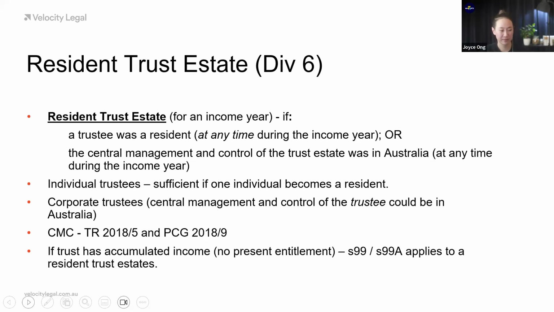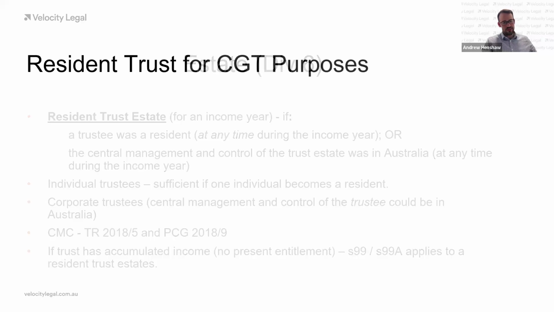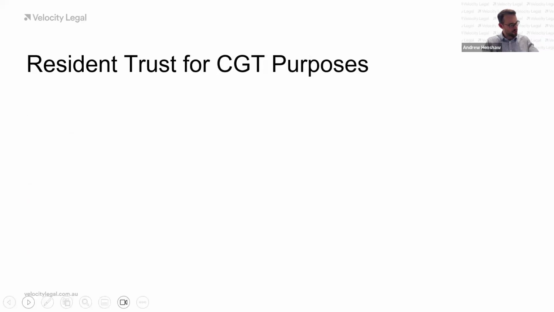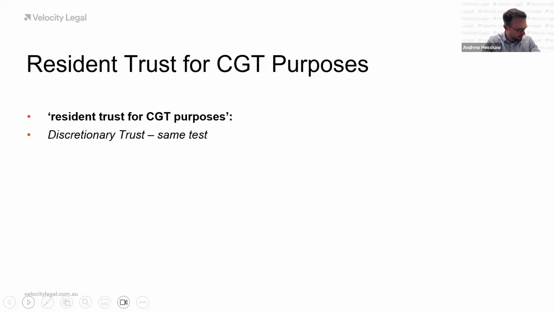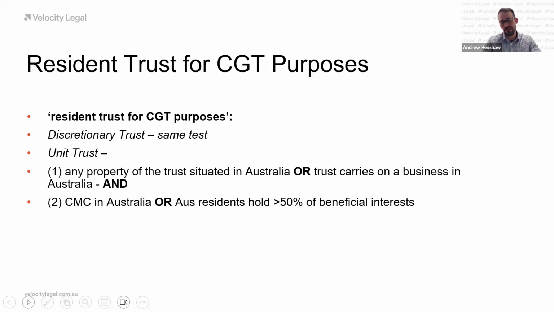Okay, yep. So we then have another definition for CGT purposes. For a discretionary trust, it's the exact same definition, based on whether you have a resident trustee or CMC in Australia. If you have a unit trust, you have a different test, and it's whether or not the unit trust has any property in Australia or carries on a business in Australia. Any property is pretty broad. And then one of the following: either the CMC being in Australia, or Australian residents holding more than a 50% interest beneficially in the trust.